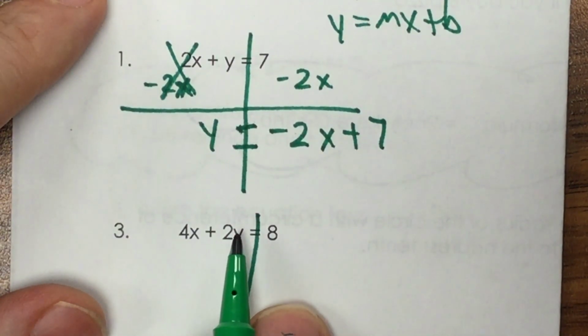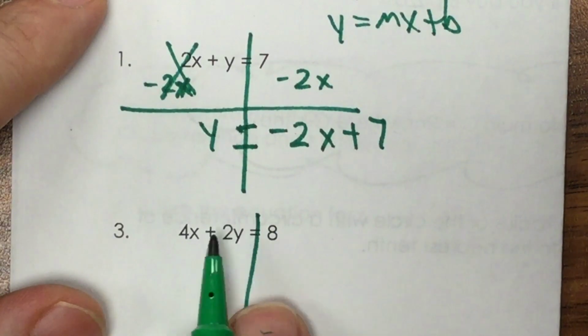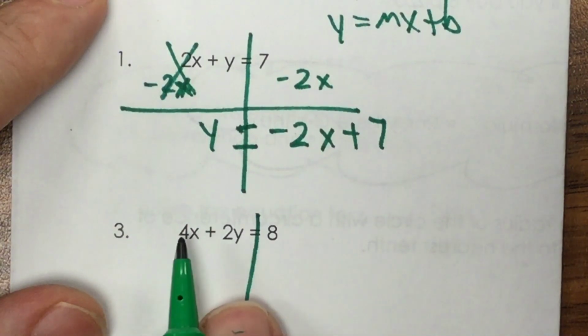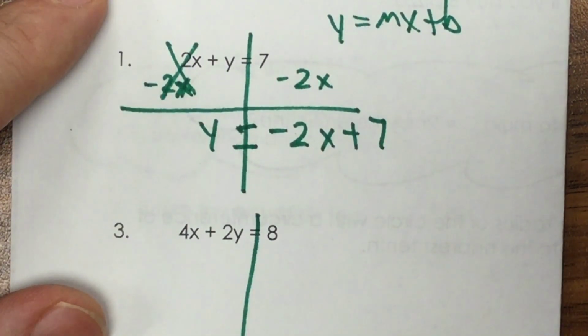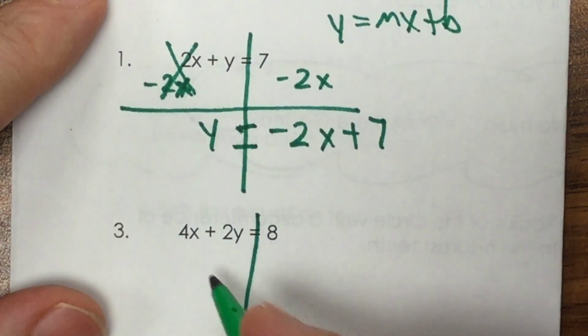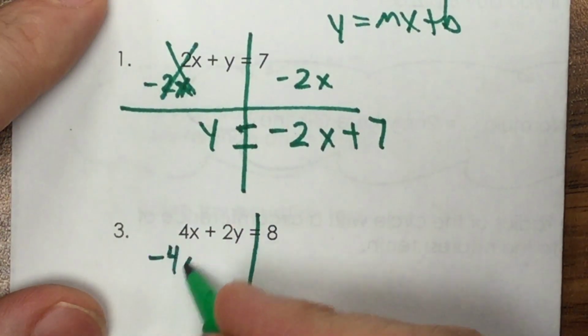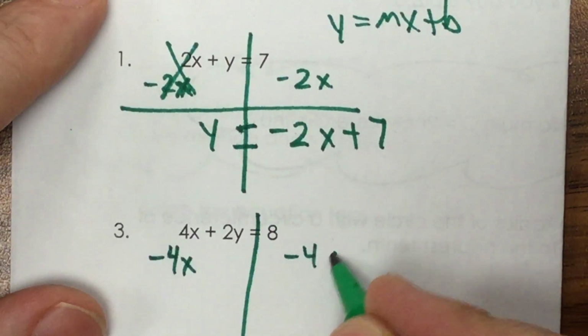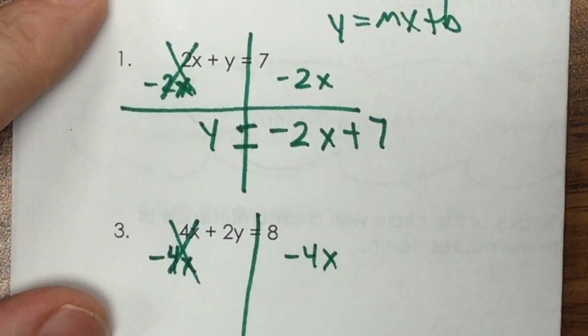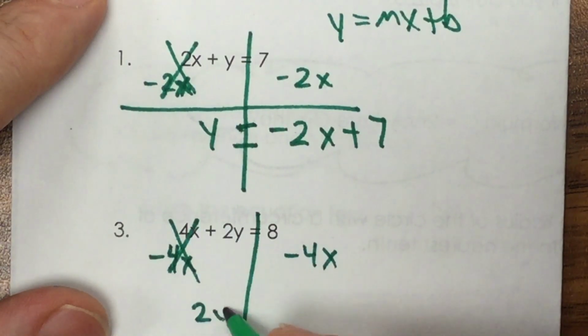So I look at y. 2 is his best friend. They're being multiplied. I do not take care of the 2 first. I take care of whatever's being added or subtracted. That's the 4x term. He's positive. They're combined through addition. The opposite math would be negative 4x on both sides. All right, that cancels. Over here, I just have 2y.